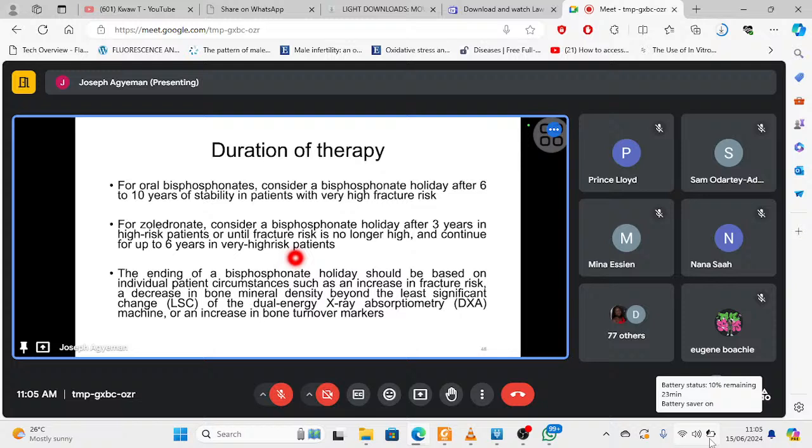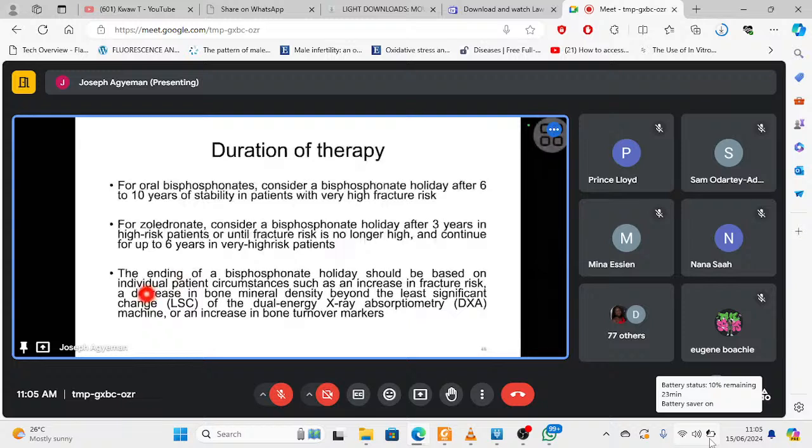So for most of the bisphosphonates, you are continuing to about 10 years, but for zoledronate, you are stopping, or you are going on holiday if parameters are okay within 3 years. If not, when you continue, you can stop at 6 years. So that is the odd one out of all the bisphosphonate agents.